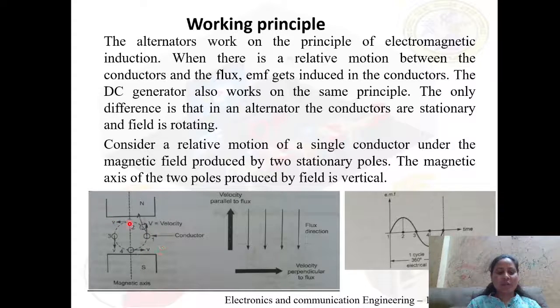So we can replicate this behavior as a waveform, which we have shown here. At positions 1 and 3, the EMF induced is 0. But at 2 and 4, the EMF is maximum. But when it comes to 4, the direction will be the other way, therefore it has the maximum value in the negative direction.